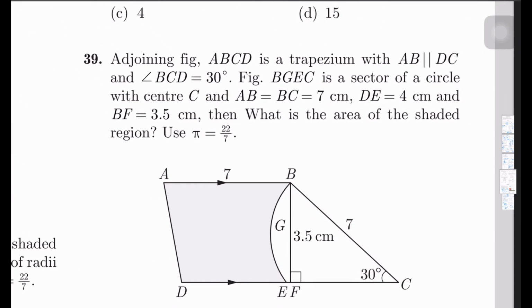Next, 39th one. In the 39th one, you are having the adjoining figure, ABCD is a trapezium with AB parallel to DC and angle BCD is equal to 30 degrees.